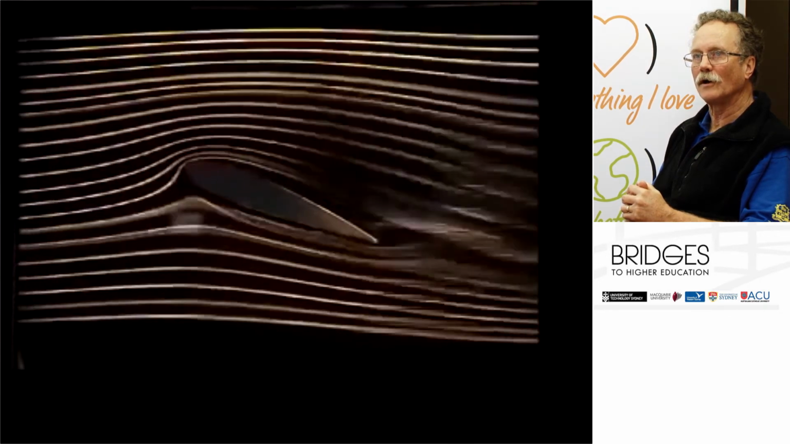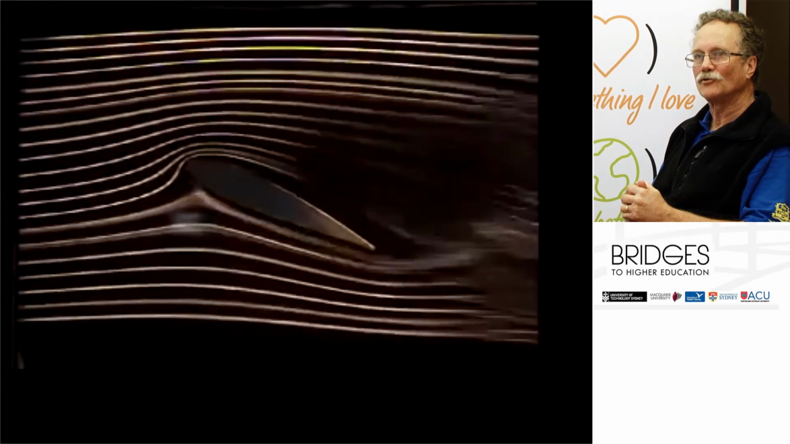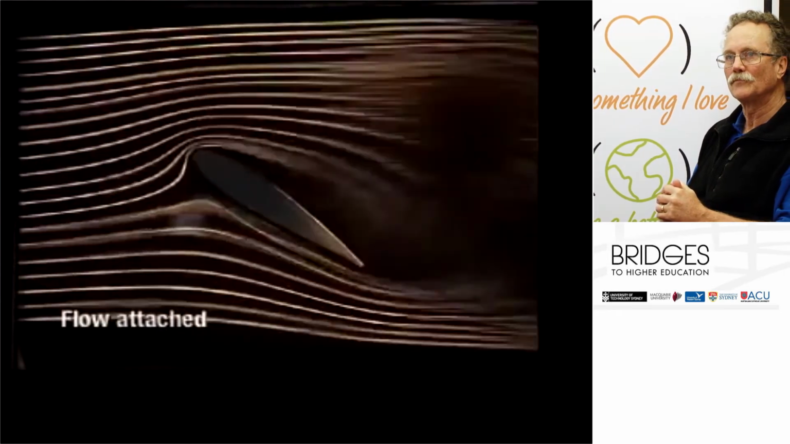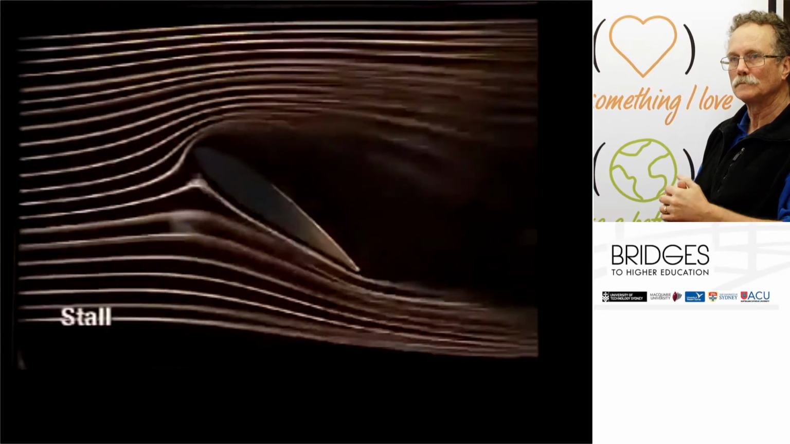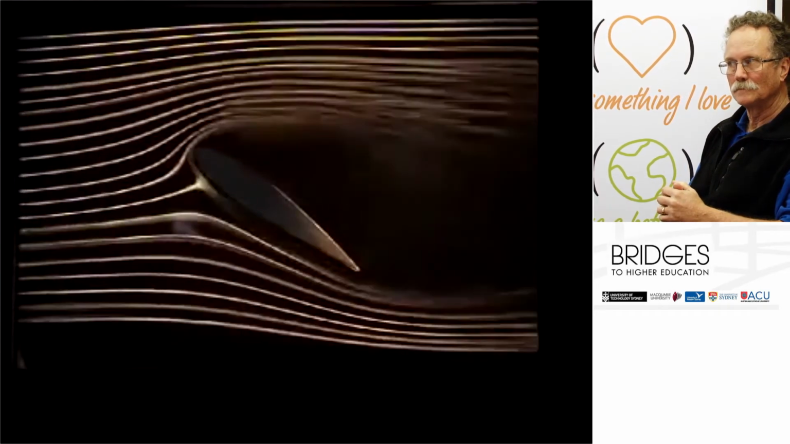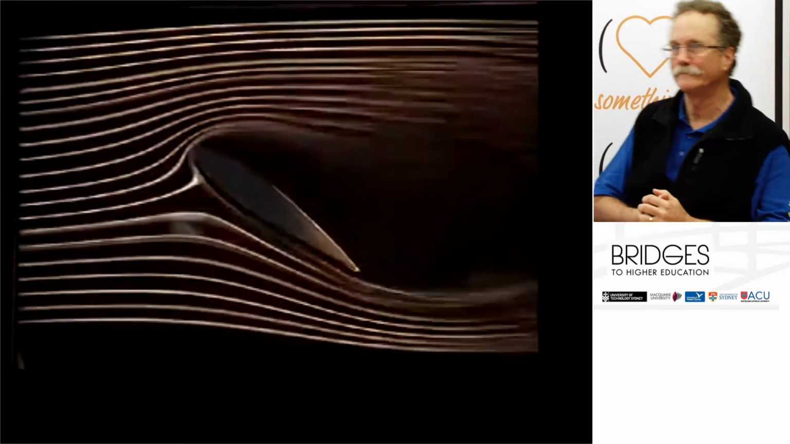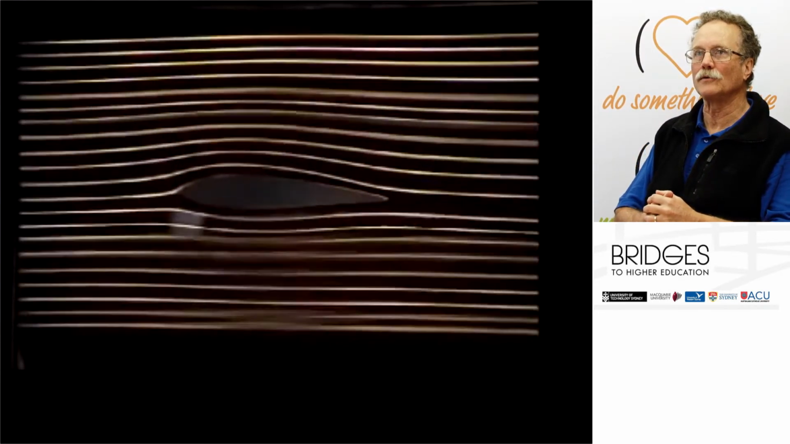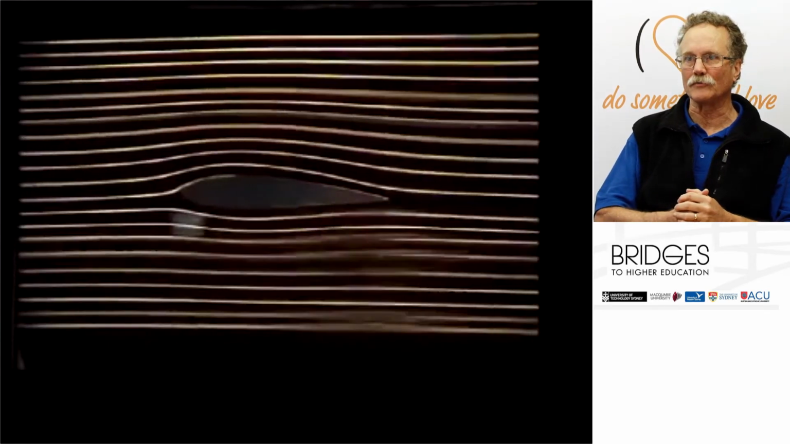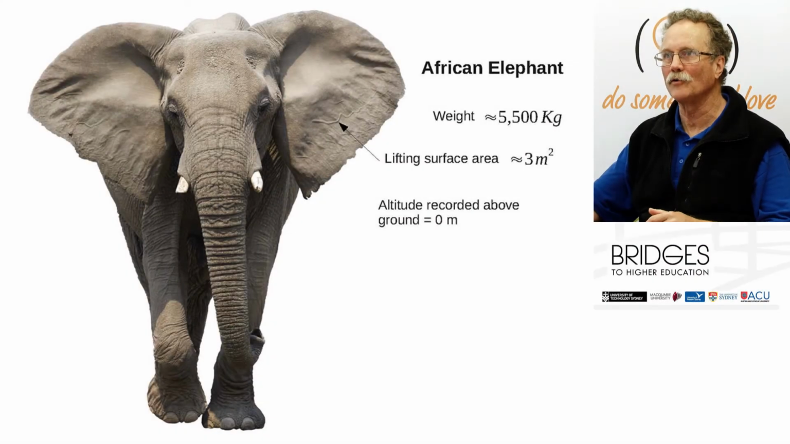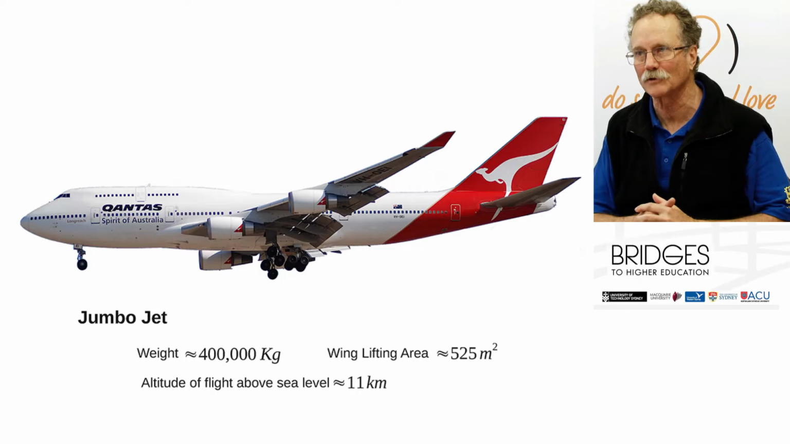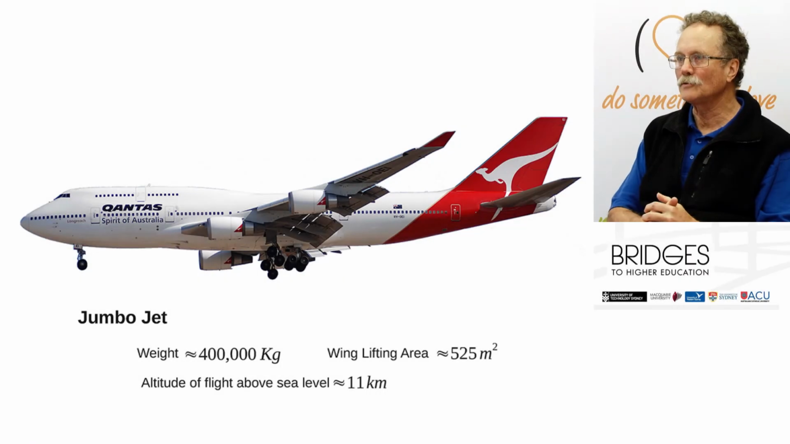So attached flow at high angles, stalled flow at too high an angle. And even at zero angle, you'll see that the camber will produce curvature. That is a brief overview of how we can not get those fellows to fly, but how those jumbo jets actually fly. We've got plenty of time for questions.